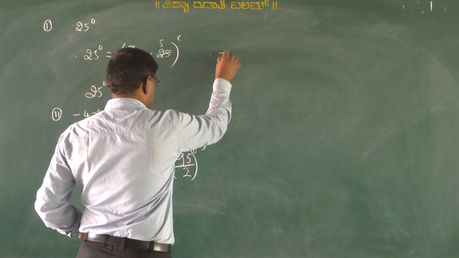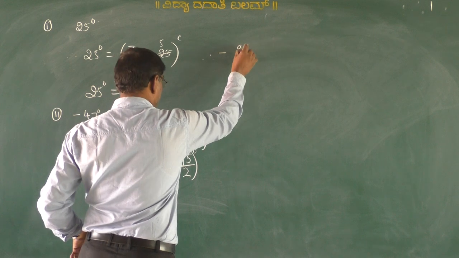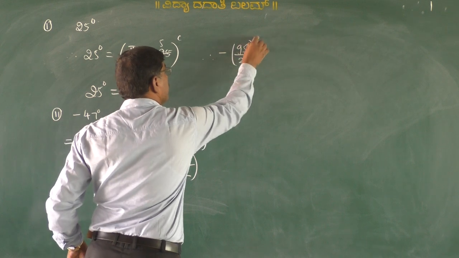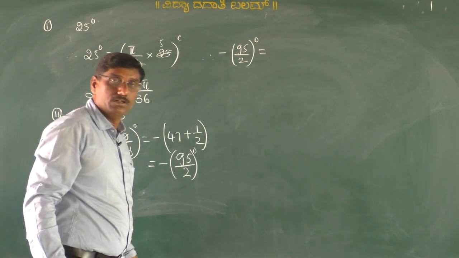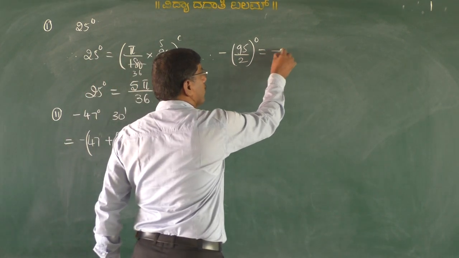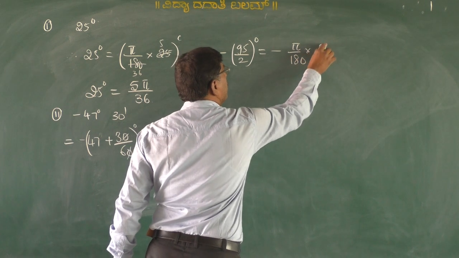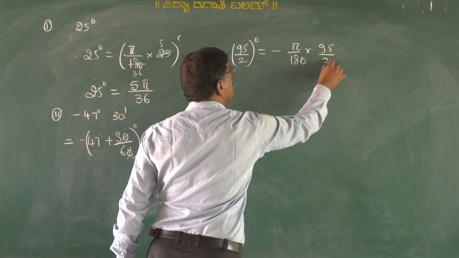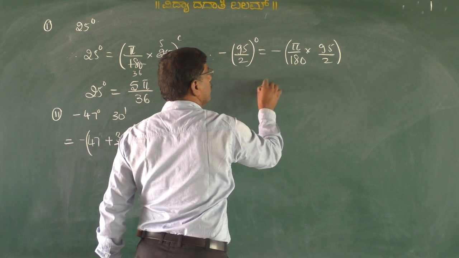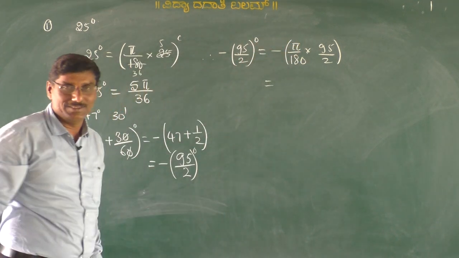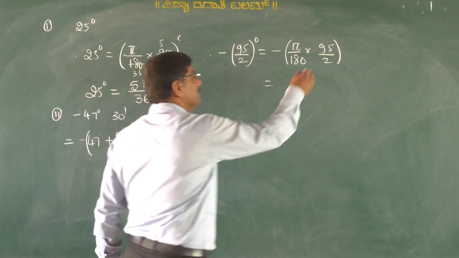Therefore minus 95 by 2 degree can be written using the formula, that is pi divided by 180 into 95 by 2. We have to simplify this one. That is in terms of radians.